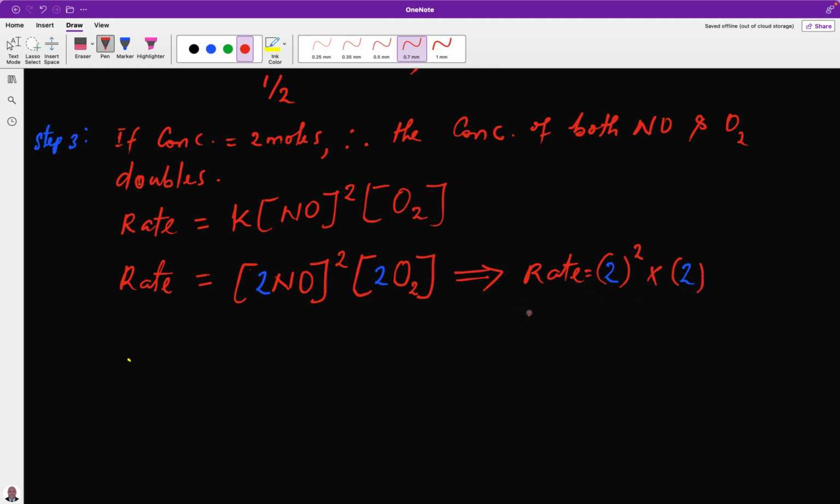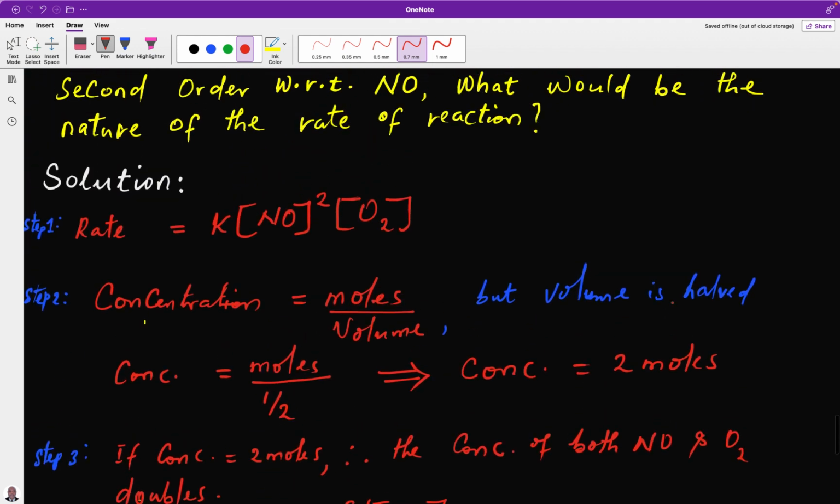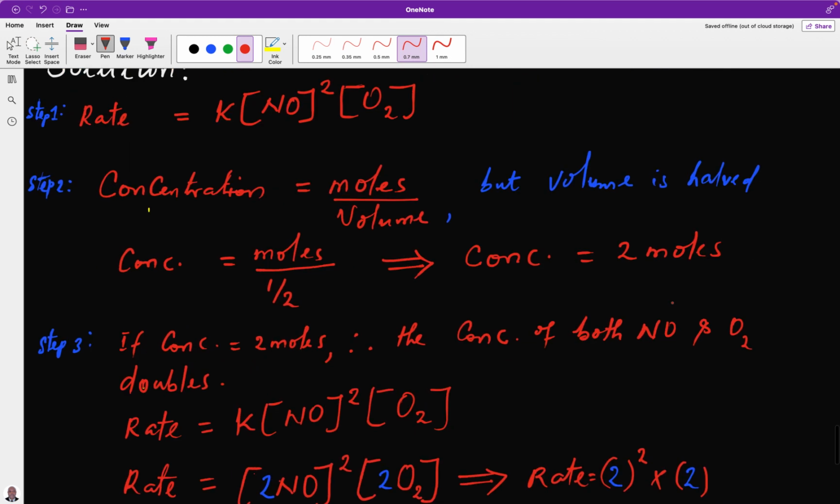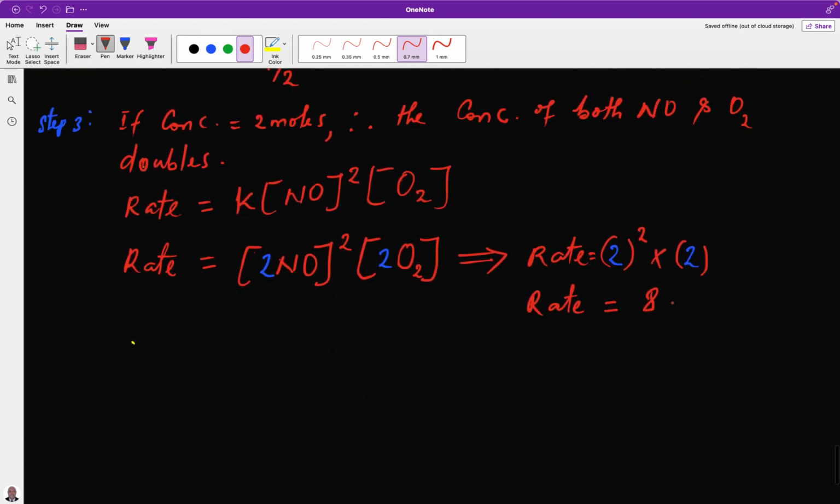The result of the rate will be what? 2 square is 4. 4 times 2 is 8. So the rate will be equals to 8. So they said the question was, what would be the nature of the rate of reaction? The rate of reaction will increase 8 times.